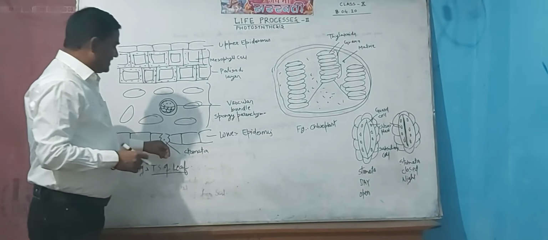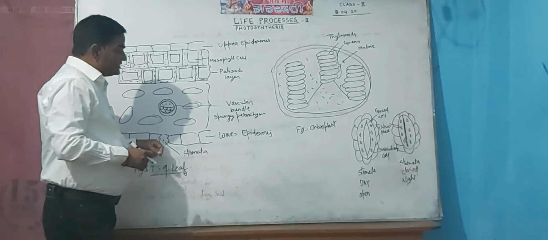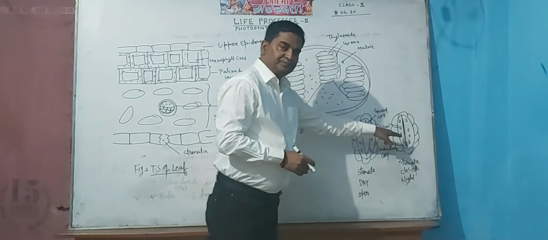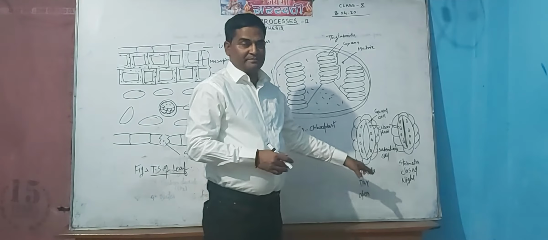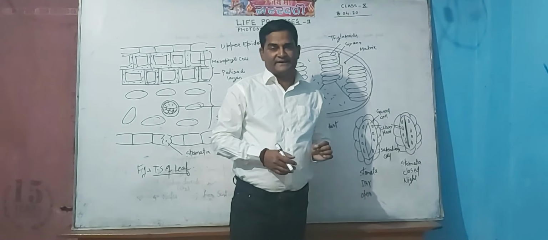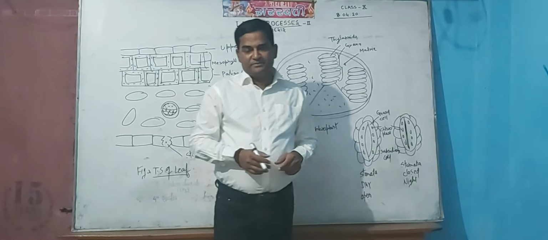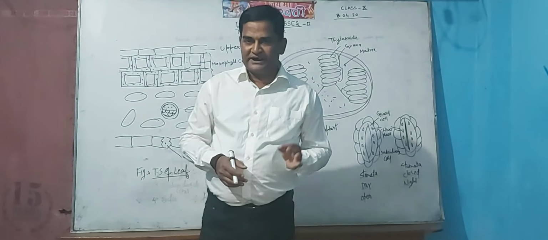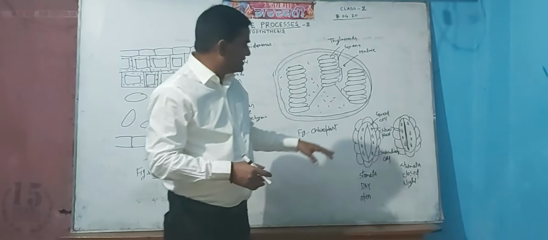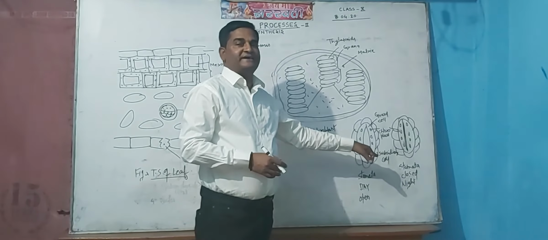And the lower epidermis contains stomata. These are the stomata. They are found at the leaf surface. The stomata are tiny pore-like structures which are found on the leaf surface. It is mainly made up of guard cells, which are kidney shaped. It contains chloroplast and subsidiary cells, that are the helping cells.